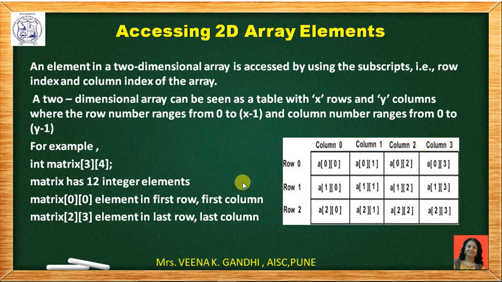So the matrix has 12 elements, 3 into 4, 12. So 12 elements can be stored in this matrix, where matrix[0][0] is the first element and matrix[2][3] is the last element, in the last row and last column.